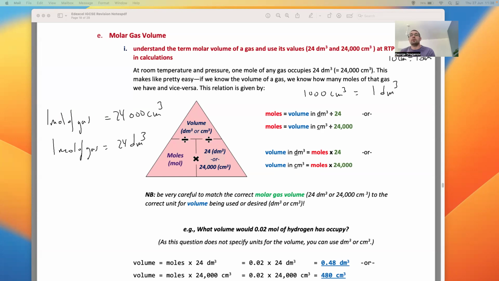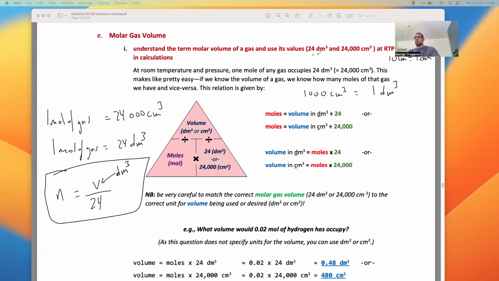Now, the famous formula that you should learn is the following. Moles equals V over 24, as long as volume is in decimeters cubed. So whatever volume they give you, you turn it into decimeters cubed and you divide by 24. Alternatively, you can just divide by 24,000, which is the same effect. If they give you centimeters cubed and you divide by 24,000, that's doing it in one step. Otherwise, you would divide by 1,000 first, then divide by 24.